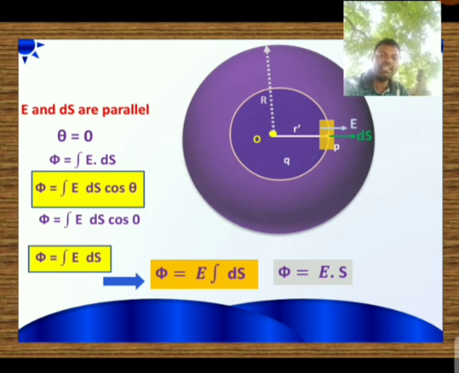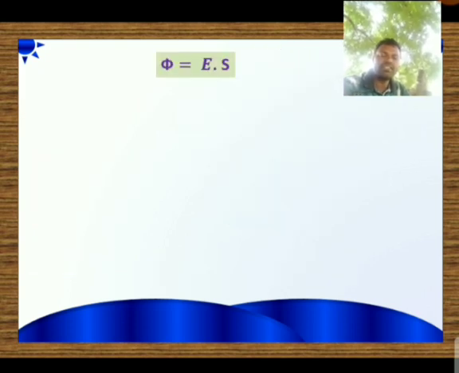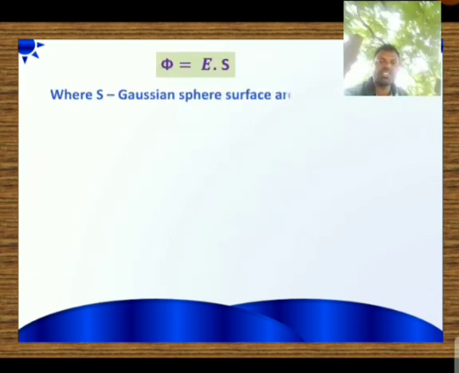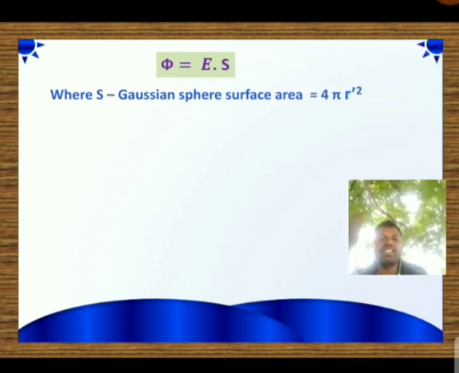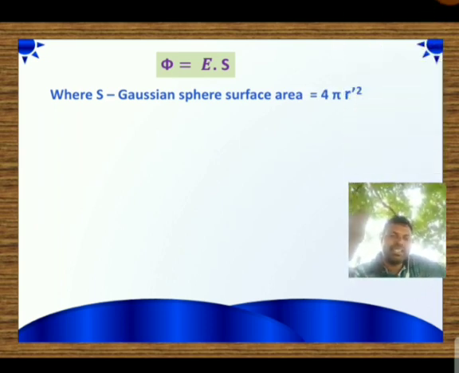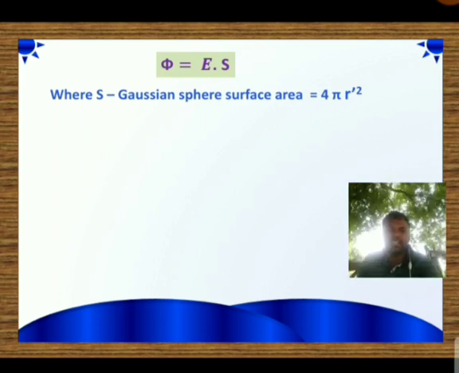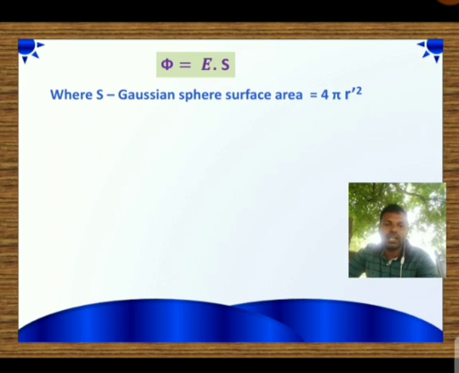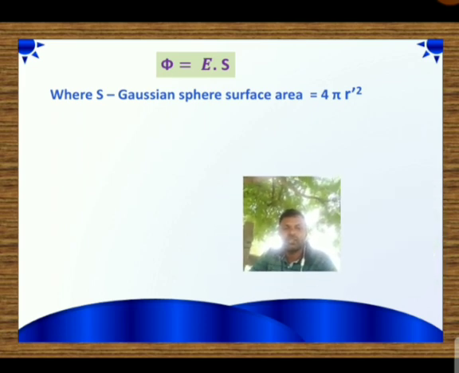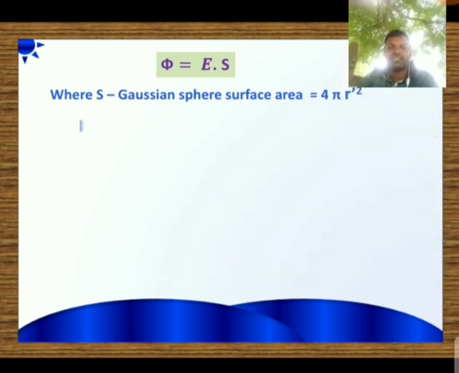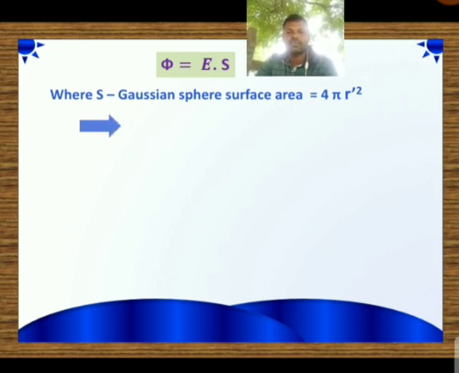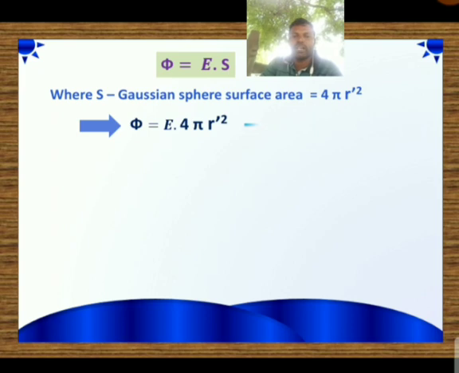What is S? S is the surface area, the Gaussian surface area. The surface area formula is 4 pi r square, but here it is not r, because I considered it as r prime, so I have to write r prime. So 4 pi r prime square. Now what will I get? Phi is equal to E into 4 pi r prime square. This is the general flux.